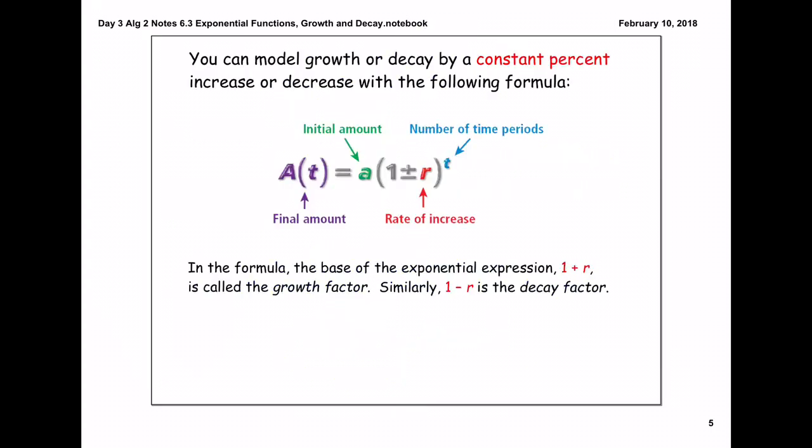You can model growth or decay by a constant percent increase or decrease with the following formula. The final amount is represented by A of t. Your initial amount is represented by your A. We always use 1 plus or minus, depending upon whether it's growth or decay. If it's exponential growth, we're going to use 1 plus r. If it's exponential decay, we're going to use 1 minus r. Our r represents our rate of increase.